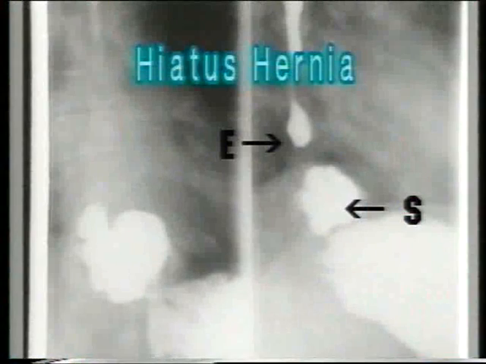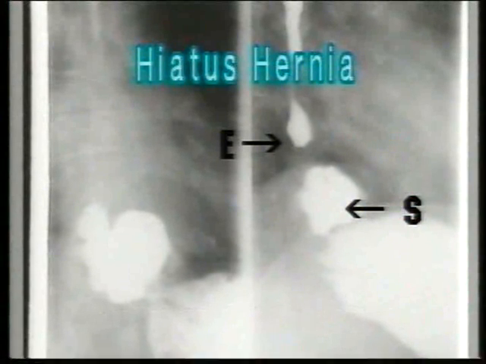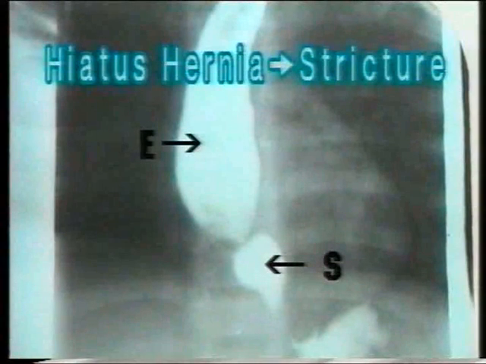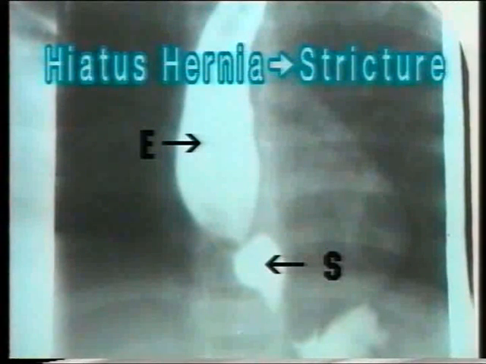This is another view of the same patient showing the stomach, cardia, and esophagus. In a small hiatus hernia, the gastric mucosal folds will be seen passing through the hiatus and converging above the diaphragm. The sliding type of hiatus hernia is associated with gastroesophageal reflux, and repeated attacks of reflux esophagitis in the long run result in a stricture at the cardia.